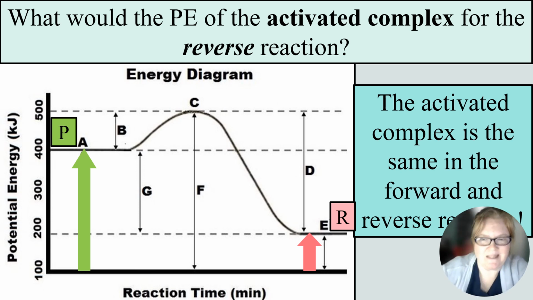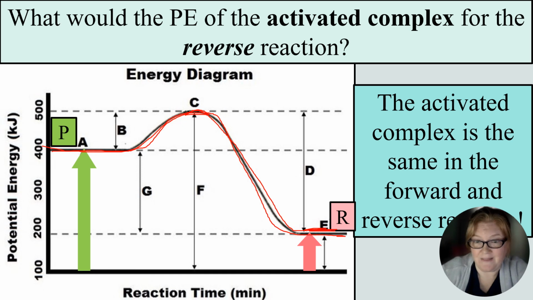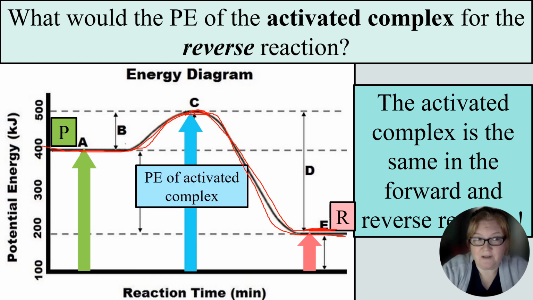Okay, so now back to the activated complex. For the forward reaction, I would start here, get all the way up to the top, and then go back down over here and end at the products. For the reverse reaction, I'm starting here, but I still have to get all the way up here, right? And then it would end over on this side. So the potential energy of the activated complex is the same, right? It would be 500, no matter if I'm talking about forward or reverse. The letter that it's representing is C, okay?